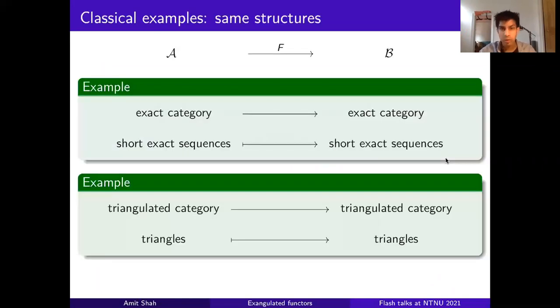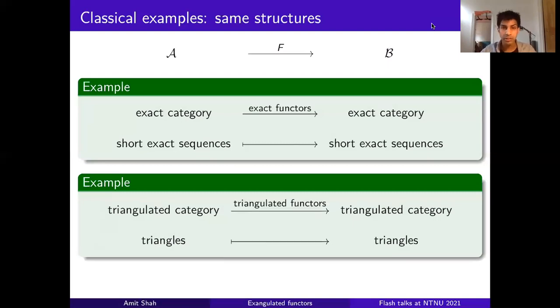So let me give some examples. Some classical examples are when you go from an exact category to an exact category. So A and B have the same structure. And then the functors that we like to think about are ones that Sondra talked about earlier on, where short exact sequences should go to short exact sequences. And in the triangulated case, of course, the analogy is these triangle functors or triangulated functors.